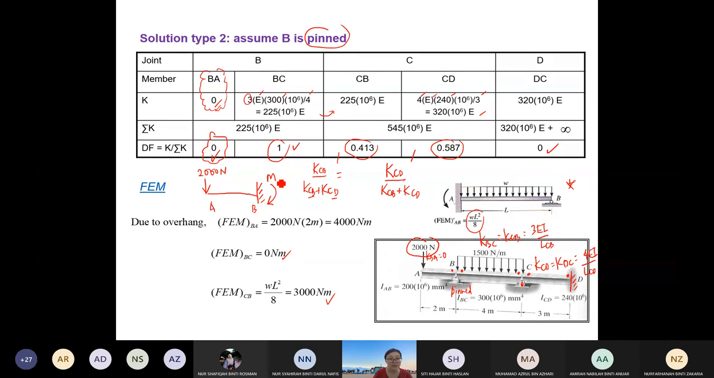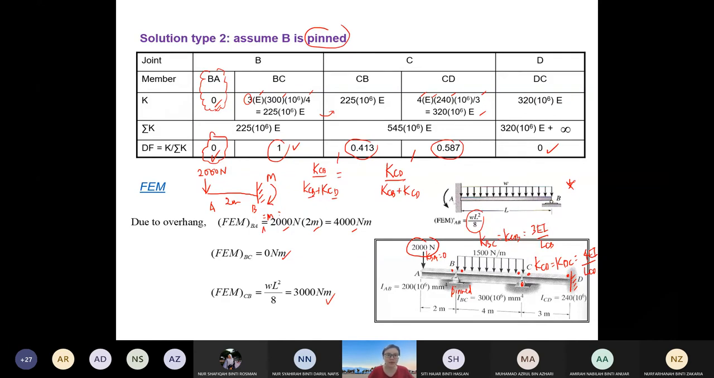So this M is equal to 2000 multiplied with the length. The length is 2 meter. So 2000 multiplied by the length, you get 4000. So that is how you determine it if you have any loading on your cantilever. No need to determine it from the template. Just use determinate beams to analyze this fixed end moment.